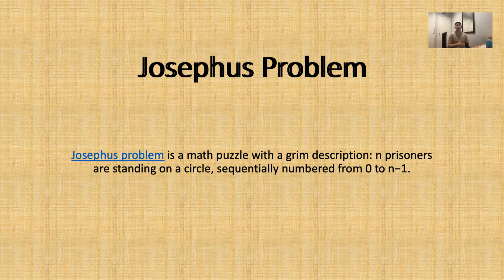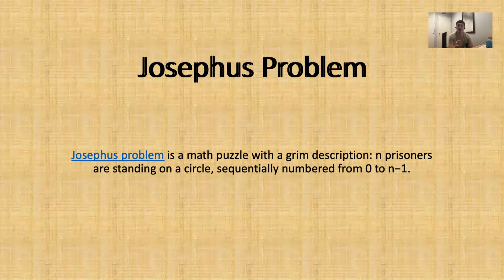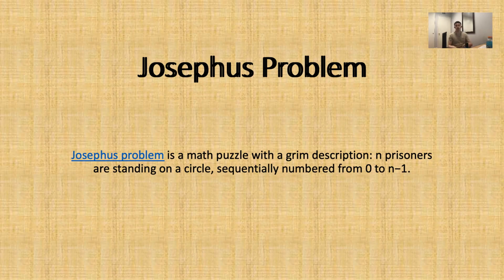And this algorithm here is called the Josephus Problem. This is an extremely popular algorithm in mathematics and in computer science. It is pretty much an algorithm that counts down and solves a problem by executing each and every prisoner until there's only one left. So let's read the formal description here.